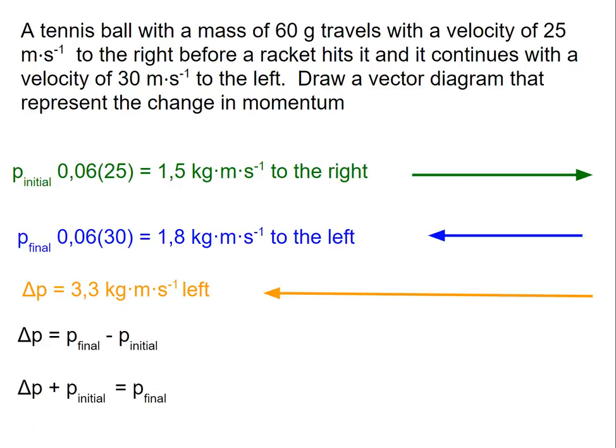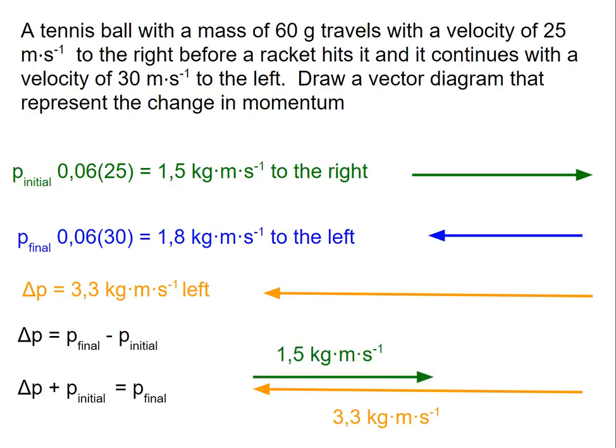I manipulate my equation on change in momentum so that I have change in momentum plus initial momentum. As soon as I have an addition sum there, I can write these two vectors head to tail. So let's start with the change in momentum, which is 3.3, and with the head of the change in momentum, I must start with my initial momentum, which is the green arrow, and put those two head to tail. And then in order to get the resultant of those two, I start with the tail of the first and end with the head of the last, and that will give me my resultant. So there is my proper vector representation.